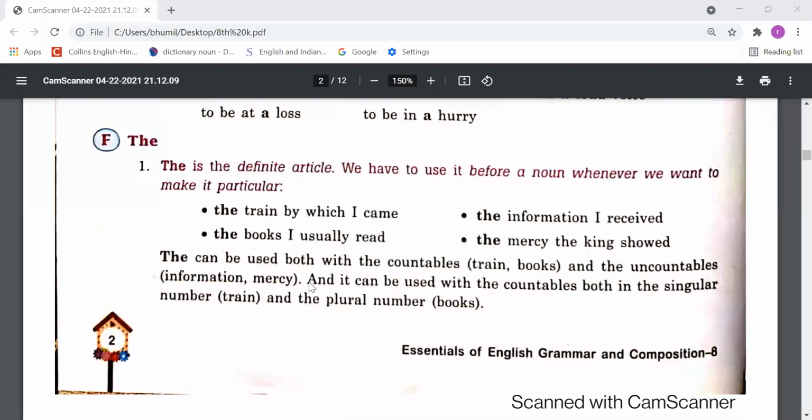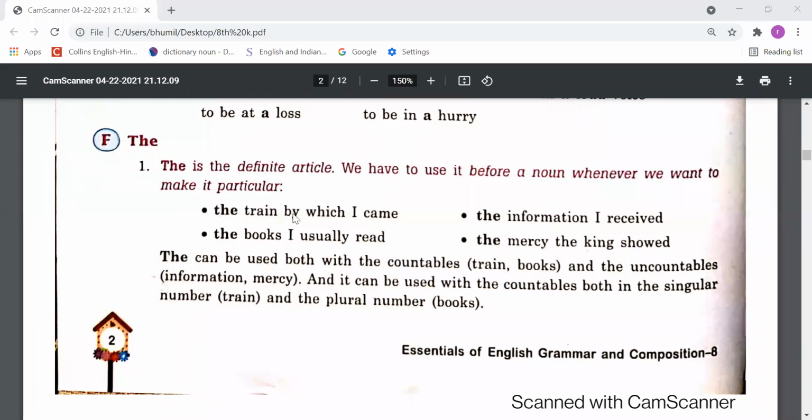Now let's talk about "the". "The" is the definite article. We have to use it before a noun whenever we want to make it particular. Whenever we make the noun particular, or definite, we should use the article. Like the train by which I came. So I'm defining which train. After defining that, the listener and the speaker both will come to know which train we are talking about. So that will become a definite noun, so we need to use the definite article.